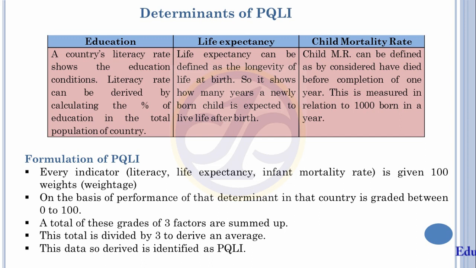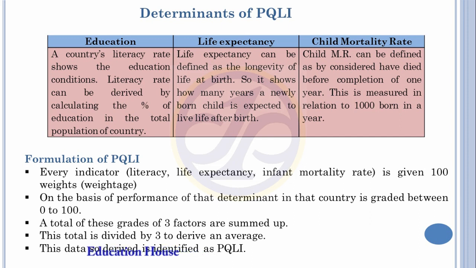How can any country measure education? The total literacy ratio in the country, meaning knowledge of a minimum of one language for reading, writing, or listening in any type of way, is considered as education. Life expectancy means the longevity of life after birth. And child mortality ratio is defined as the number of deaths of children per 1,000 children within a year.